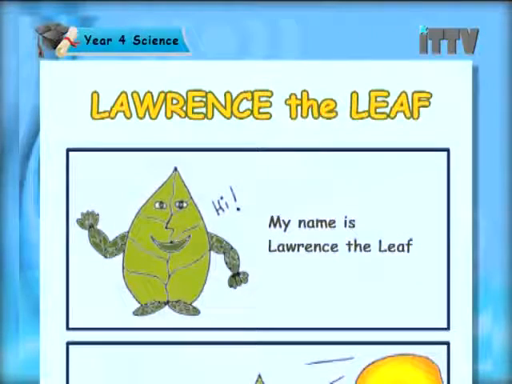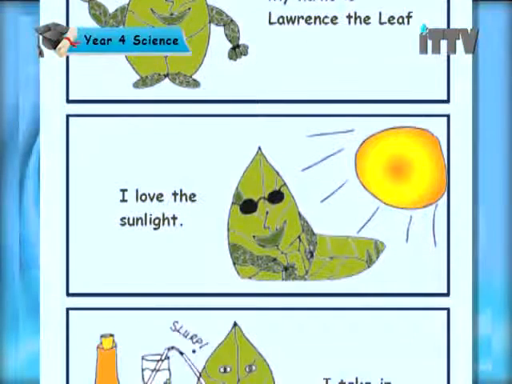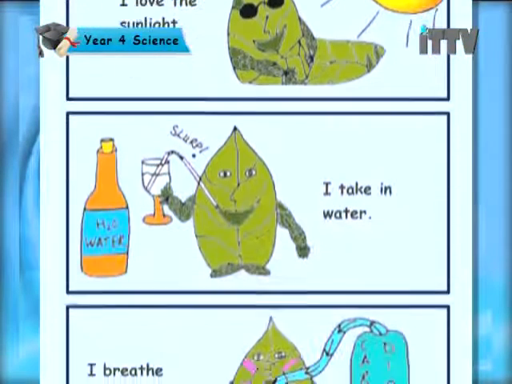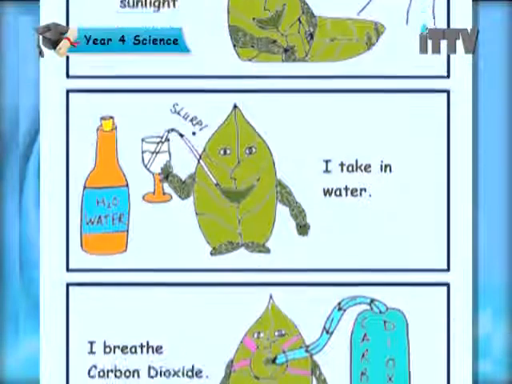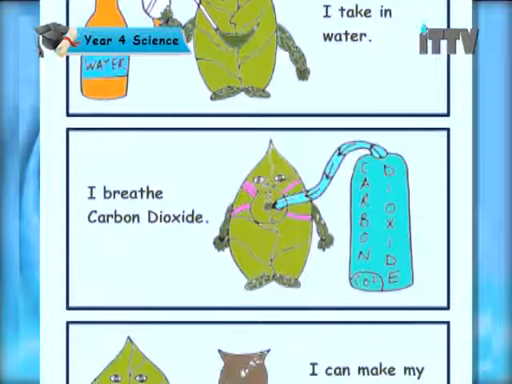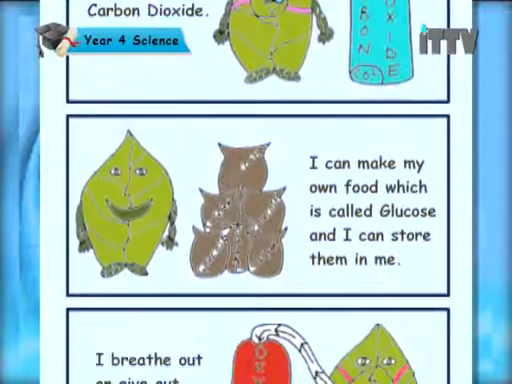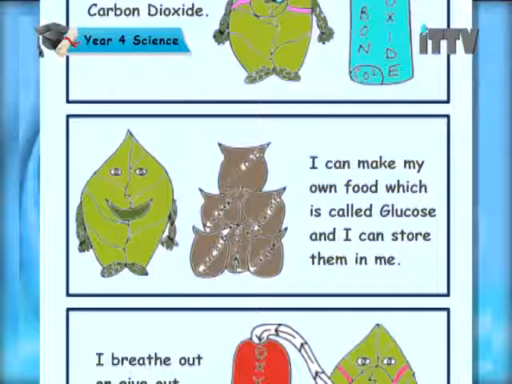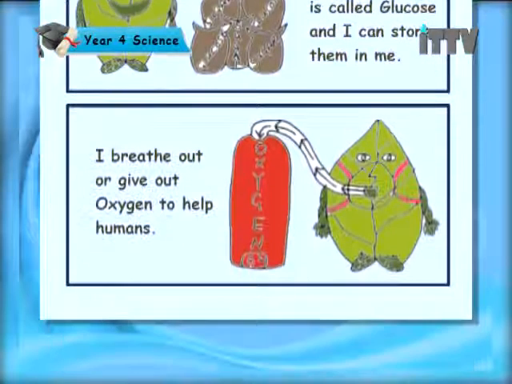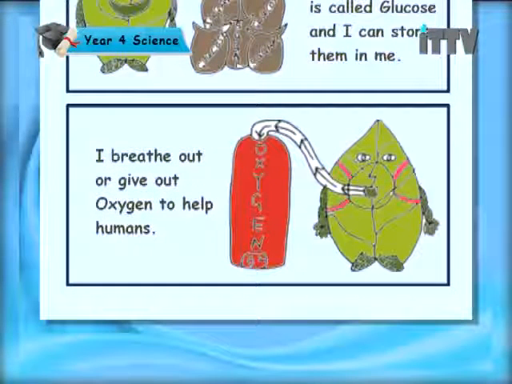My name is Lawrence the Leaf. I love the sunlight. I take in water. I breathe in carbon dioxide. I can make my own food, which is called glucose, and I can store it in me. I give out oxygen for all you humans to breathe.